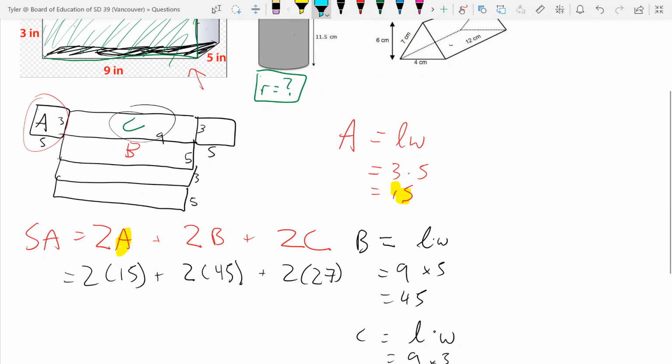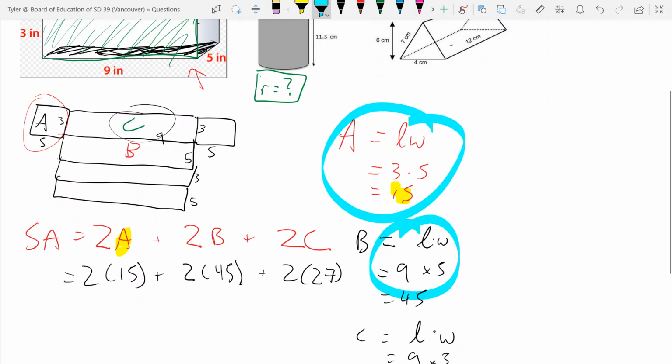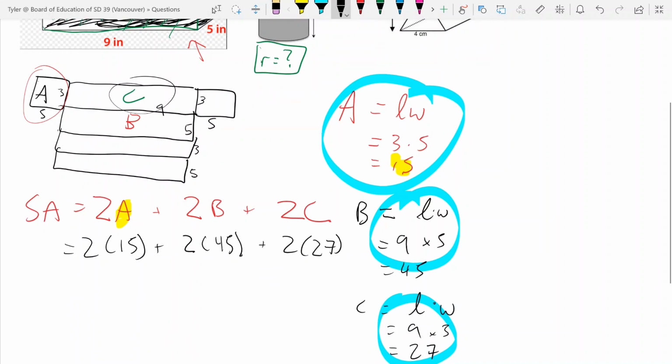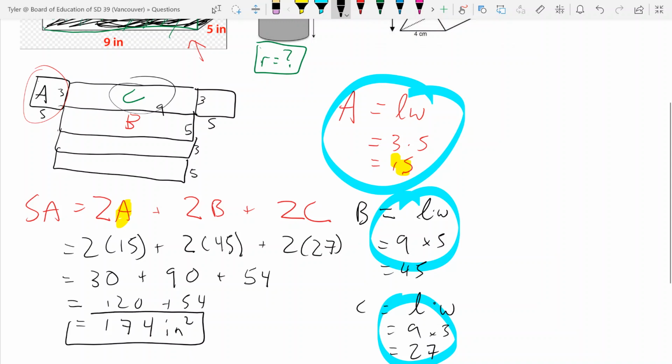So the idea is we found out how big each shape is. Those are the 3 different sides on the rectangular prism. Then we're going to add them all together, and we have to multiply each one by 2. So this one's going to be 2 times 15, 30. 2 times 45 is 90. And then 2 times 27 is 54. Now when I add them all together, I get 174 inches squared. So that means that if I had to cover the whole outside of the rectangular prism, it would give me 174 inches squared.